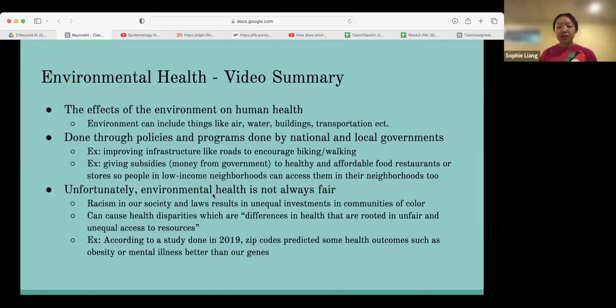a study done in 2019 showed that zip codes predicted some health outcomes, such as obesity or mental illness, even better than our genes, which I think is quite surprising because zip codes are just physical barriers that humans created. But it seems like the inequity has been so ingrained that zip codes can predict health outcomes more than genes in some cases.